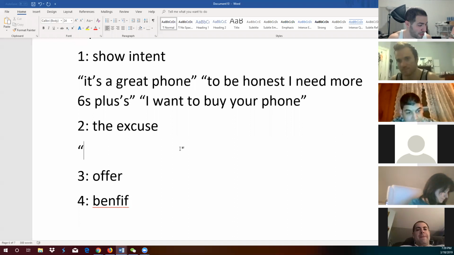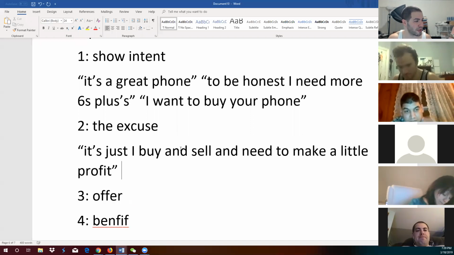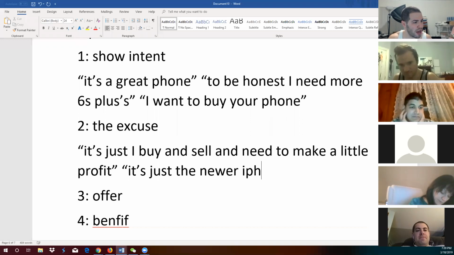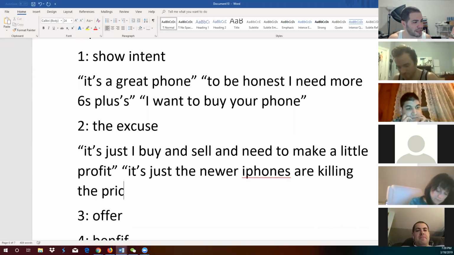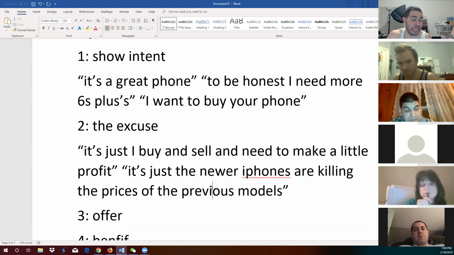So one of the common excuses is, I buy and sell and need to make a little profit. It's just the newer iPhones are killing the prices of the previous models. Previous models are kind of big words, but I don't want to say older phones, because it might feel like an insult to them, right? So I say previous models.